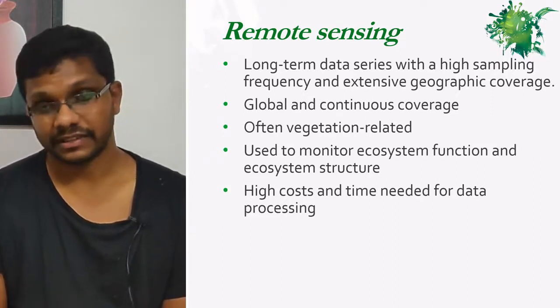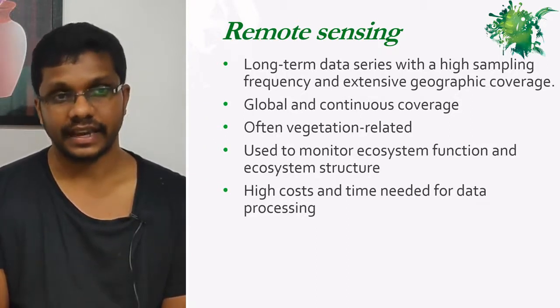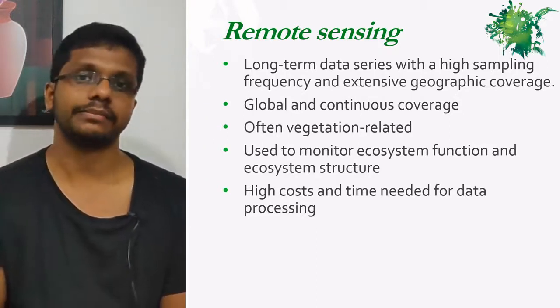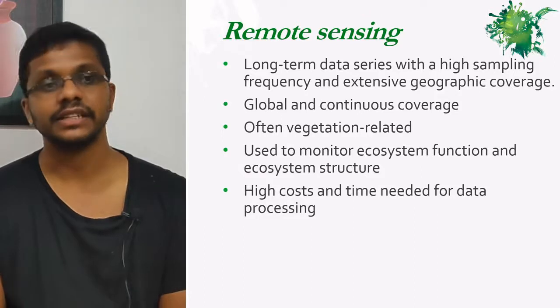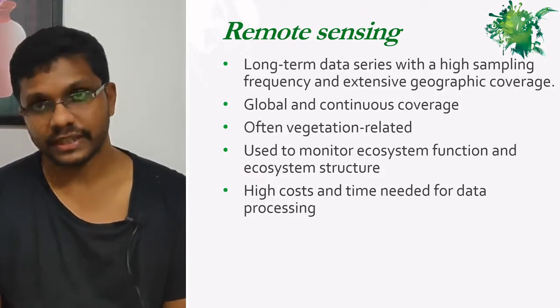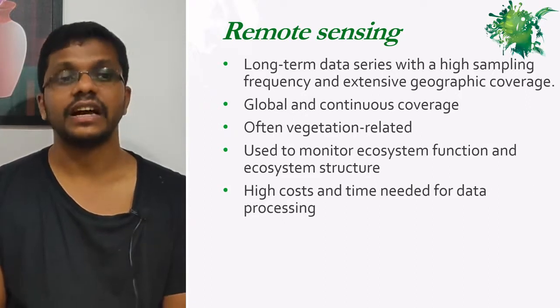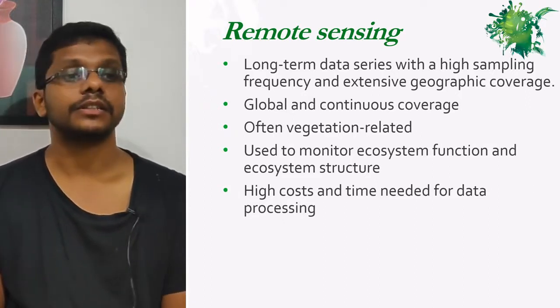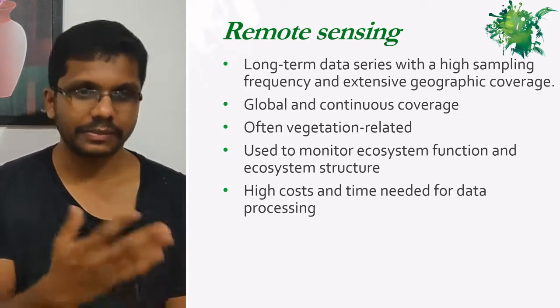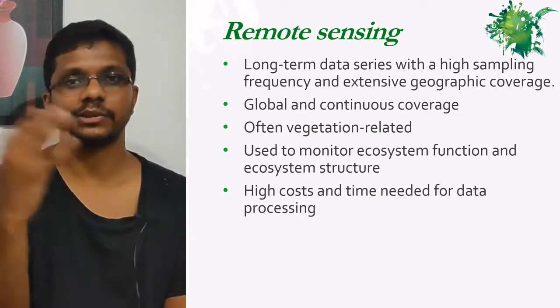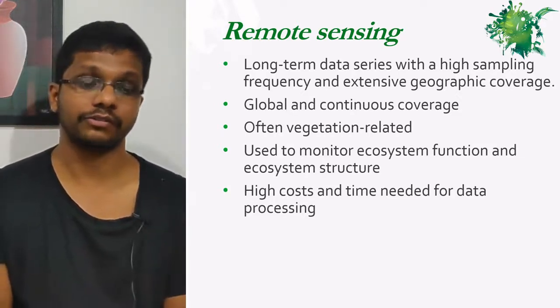The sampling frequency is high and an extensive geographical area can be covered, because with satellite-based remote sensing, we can get data throughout the year. So the coverage is very high and the sampling frequency is high. And maybe the coverage is global. You can monitor the whole world.